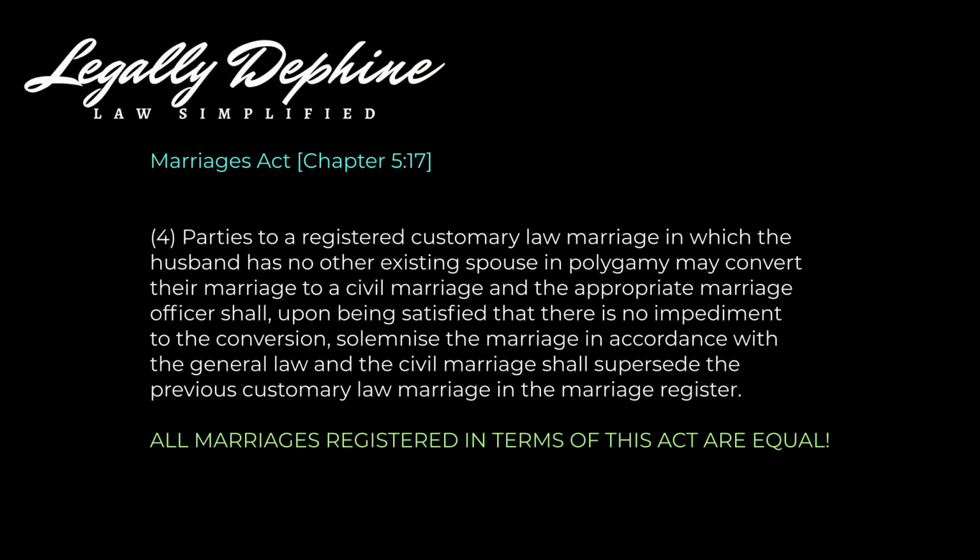However, the law allows a registered customary marriage to be converted into a civil marriage if the husband has no other existing spouse. Once converted, the civil marriage takes precedence. This is in terms of Section 5, subsection 3 and 4 of the Marriages Act, and it provides as follows. Parties to a registered customary law marriage in which the husband has no other existing spouse in polygamy may convert their marriage to a civil marriage, and the appropriate marriage officer shall, upon being satisfied that there is no impediment to the conversion, solemnize the marriage in accordance with the general law, and the civil marriage shall supersede the previous customary law marriage in the marriage register.